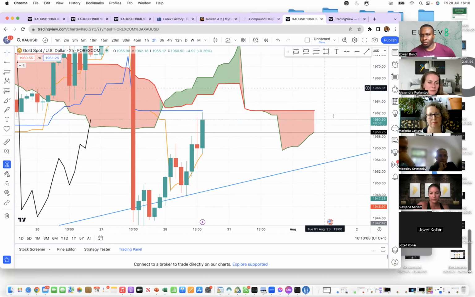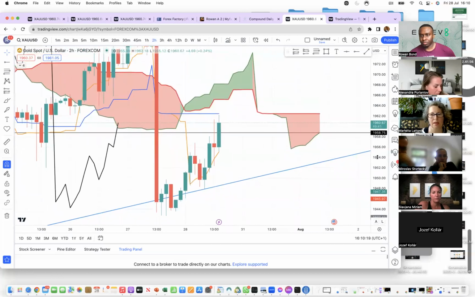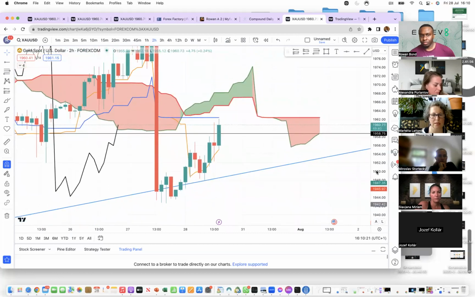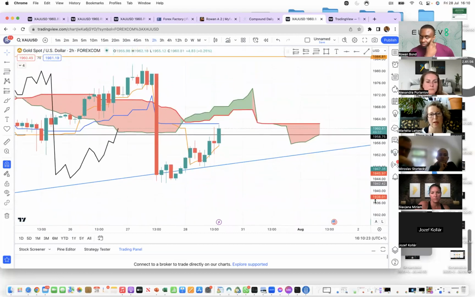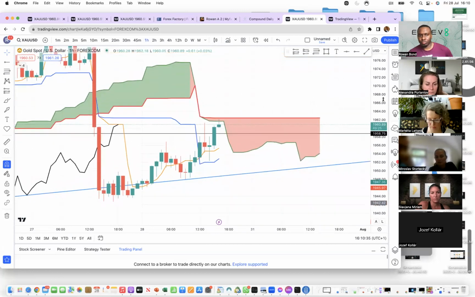Okay. But it takes time of looking at the cloud over and over and over again and seeing how the price reacts to the lines of the clouds, and the relationship between them. Okay. You go to the 1 hour.